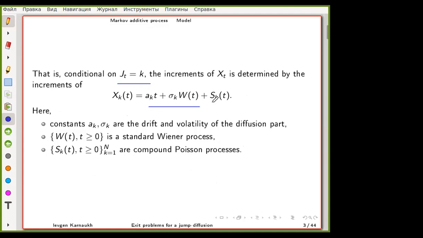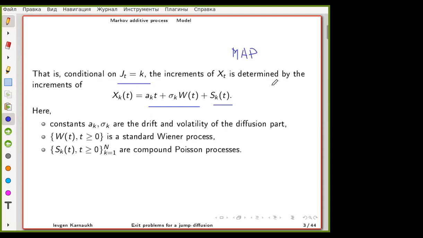Such processes are usually called jump diffusion processes with regime switching, and this is a very special case of the general class of processes called Markov additive processes. I will use the abbreviation MAP.